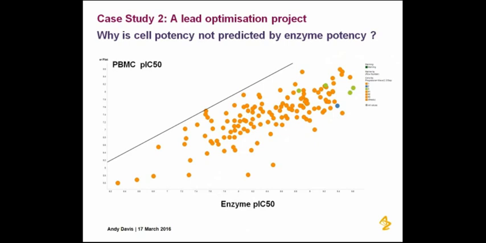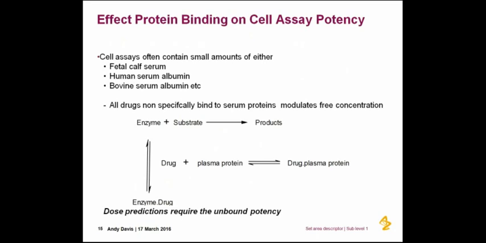So in this case, there's a somewhat different reason. When we asked the biologists how they constructed their cell assay, they had added a little bit of human serum albumin to the assay, not very much, 0.1%. And so maybe the protein binding of these compounds causes that degree of shift between these two assays. And this is a really common finding.